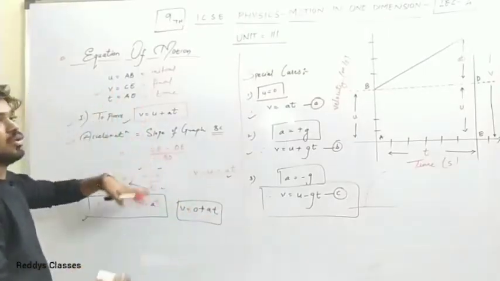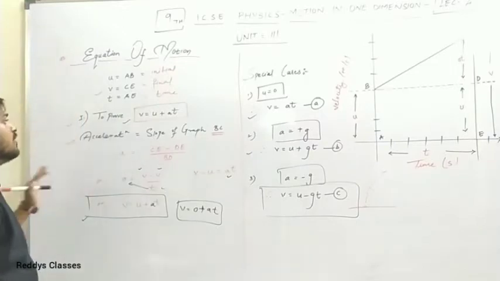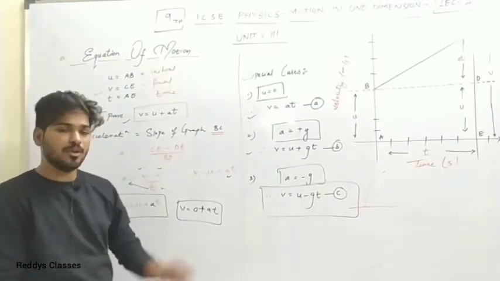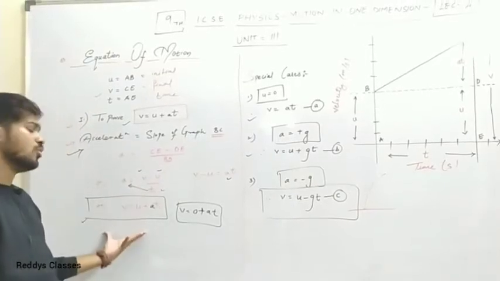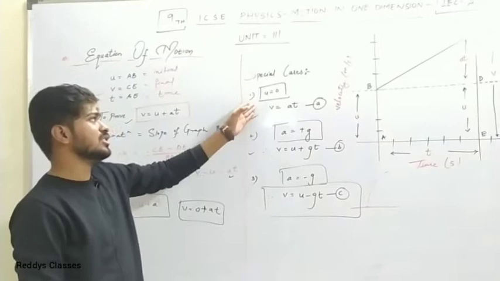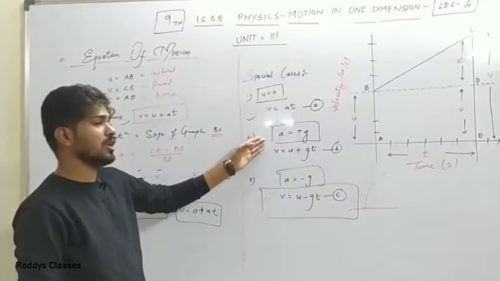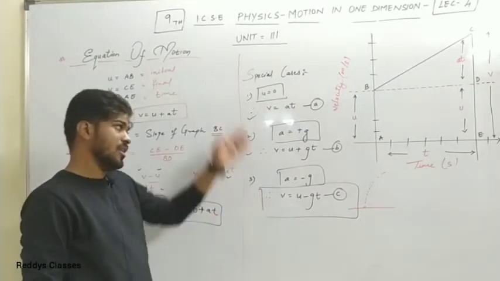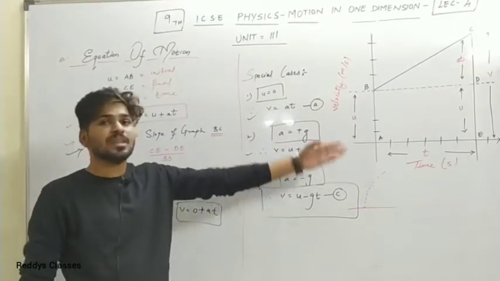Okay, you have the whole graph. We have to solve this graph using the acceleration, that is the slope of the graph BC. You have to use the slope of the graph to find this value. Then we have some special cases: when the body is at the initial position, when the body is under gravitational acceleration, and when the body is moving vertically upward. We have 3 cases here as we studied using this graph.